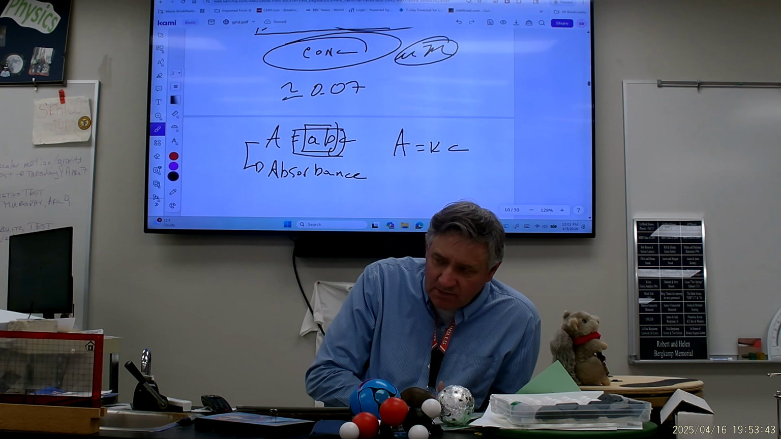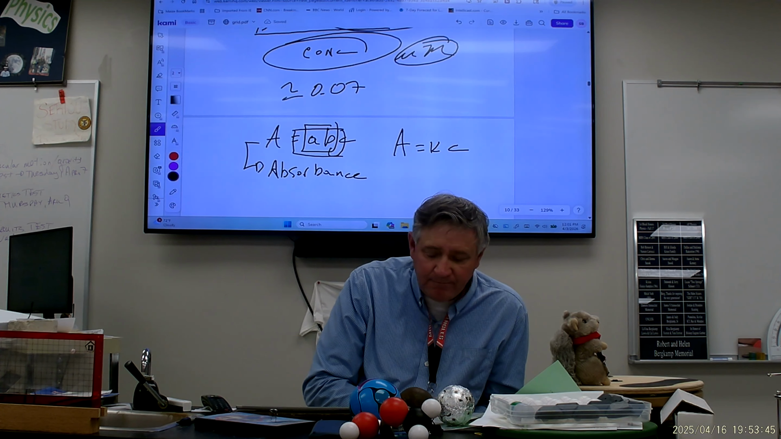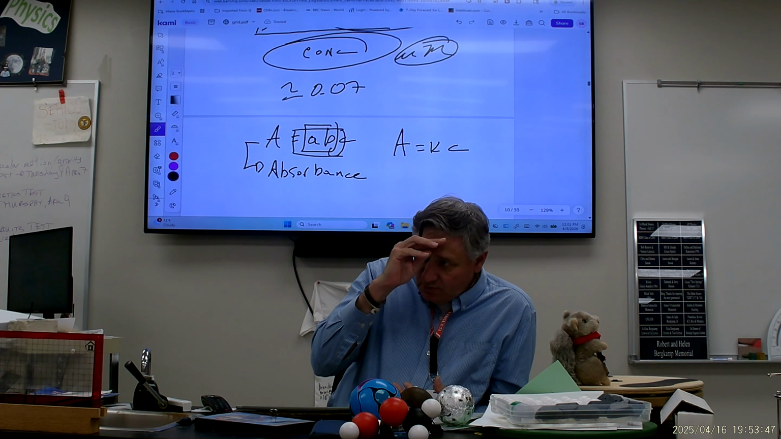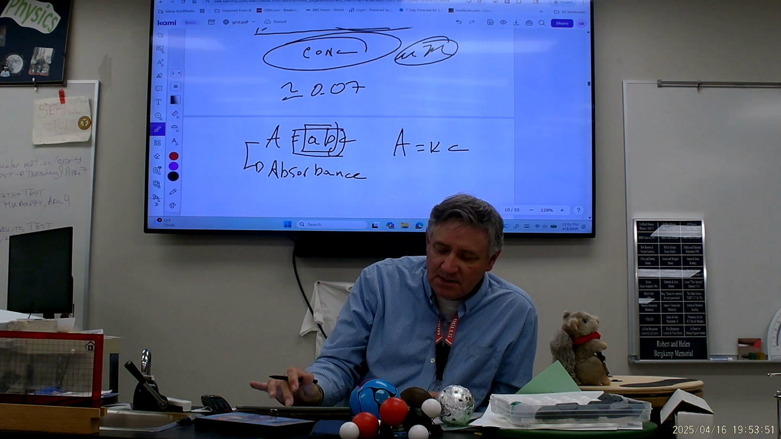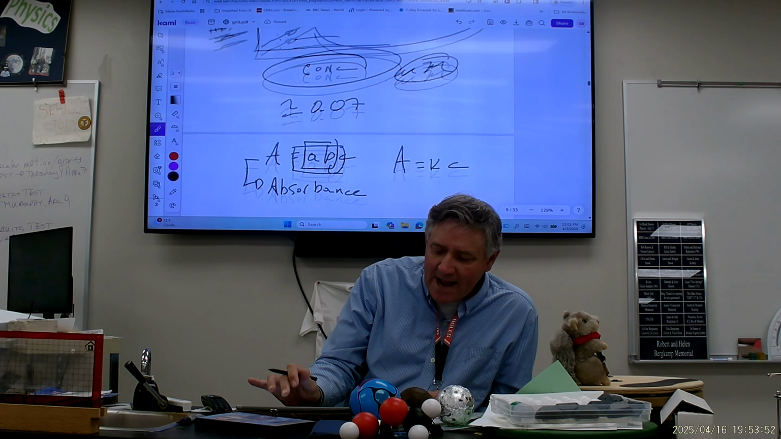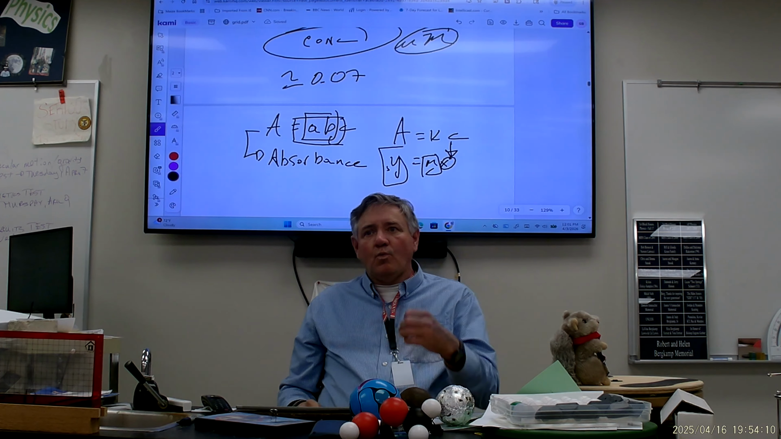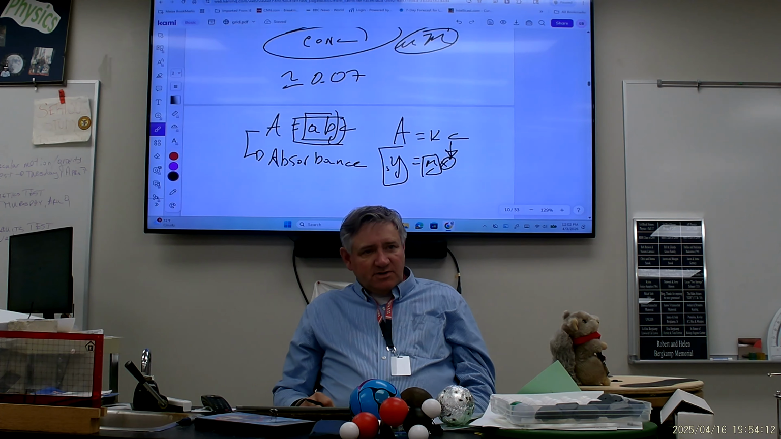So here's the whole point of this story: once you realize that this is a linear function, then if you go back to this as being y equals mx, if you know what the absorbance is, and you know what the slope of the line is, then you can figure out what the missing concentration is.